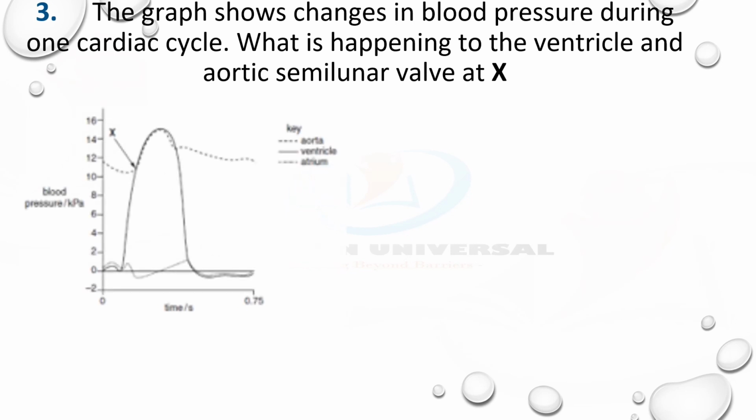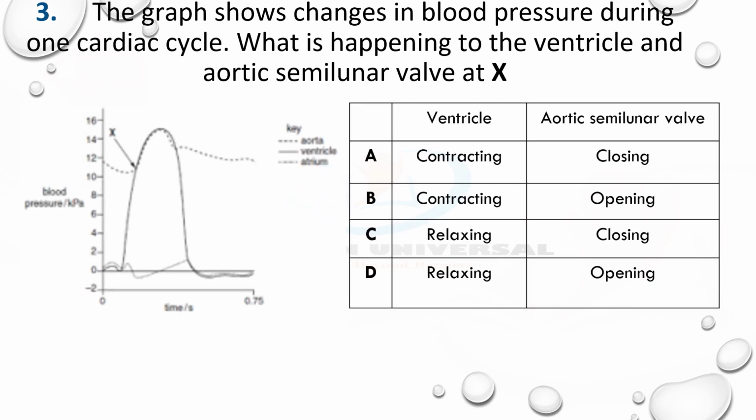You can pause and check again. Look at this question, guys. It says the graph shows changes in blood pressure during one cardiac cycle. What is happening to the ventricle and the aortic valve at X? So this is X. What is happening here? Cardiac cycle is a sequence of events that occurs when the heart beats. All right, you can see that.